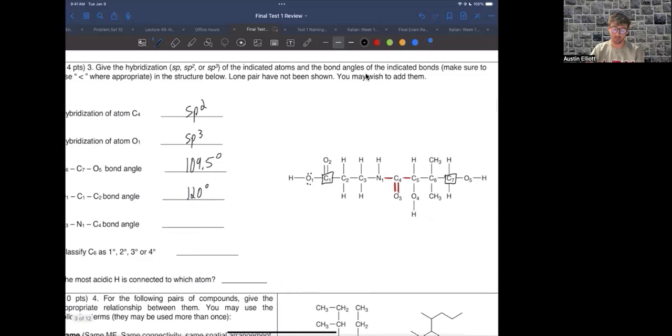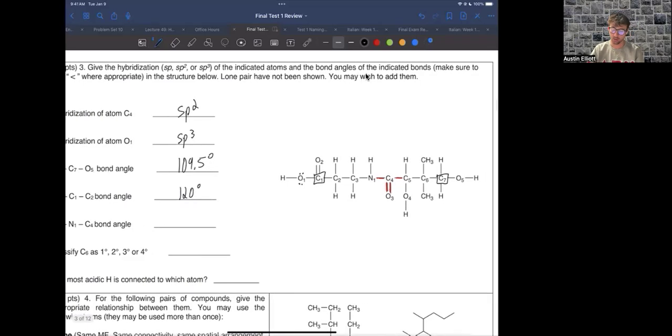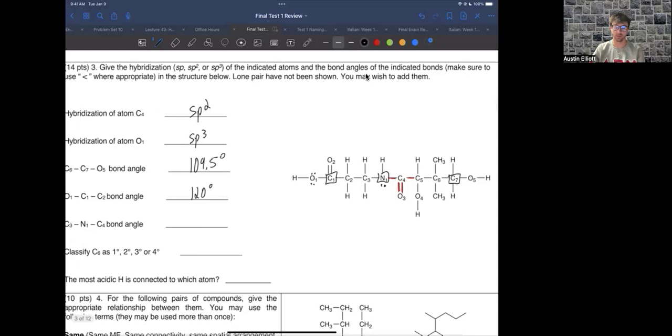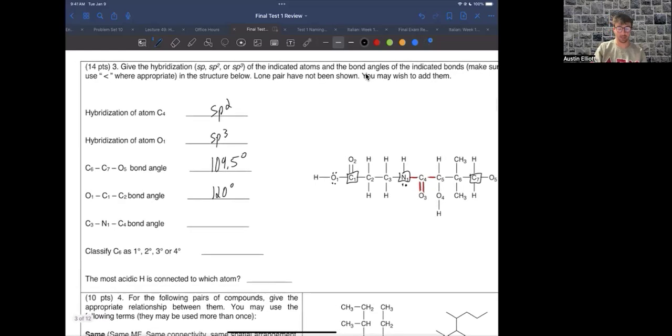Our last bond angle is C3, N1, C4, which is right here. That nitrogen has a lone pair on it. So this is going to be trigonal pyramidal, with that lone pair there as one of those groups. So it's going to be less than 109.5.